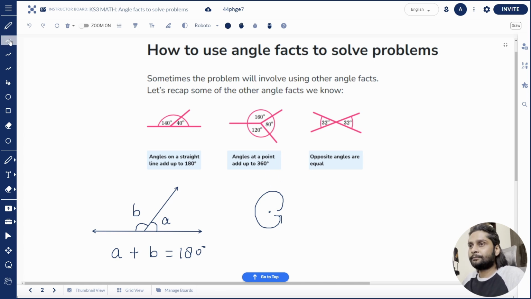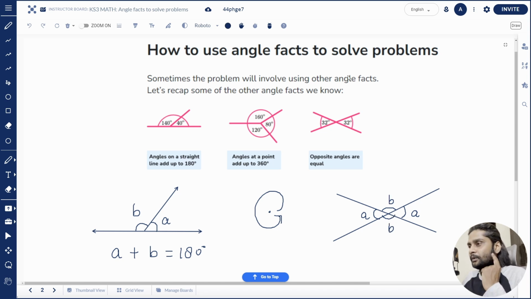Similarly, there is a concept of vertical angles or vertically opposite angles. Whenever two lines intersect each other, the opposite angles formed are equal. Let's say this angle is A, so this should also be equal to A. At the same time, the other pair we have, suppose this is B, this is also going to be B. We'll take a few examples, then it will be clear.